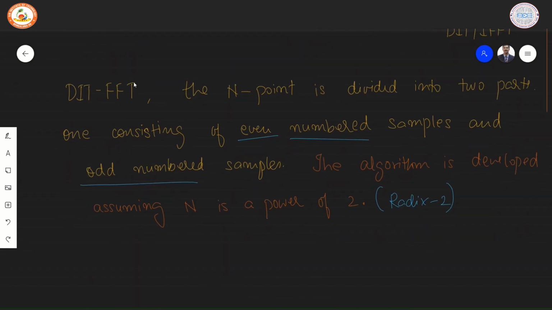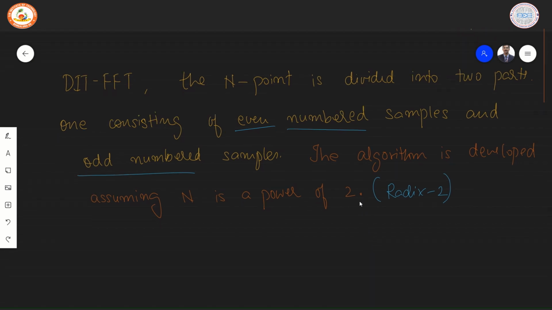Now, in the DIT/FFT method, the N-point sequence is divided into two parts, one consisting of even numbered samples and the other consisting of odd numbered samples. The algorithm assumes that N is always a power of 2, or it is a radix 2 method.